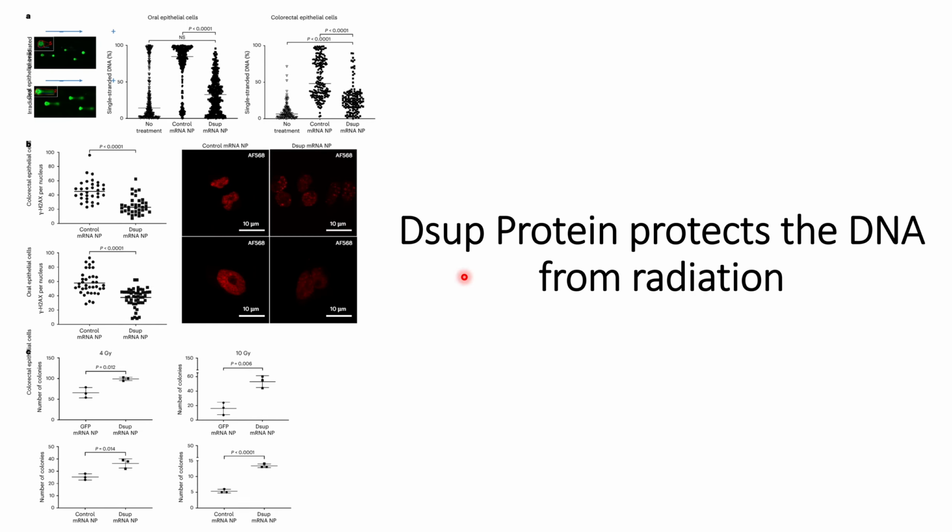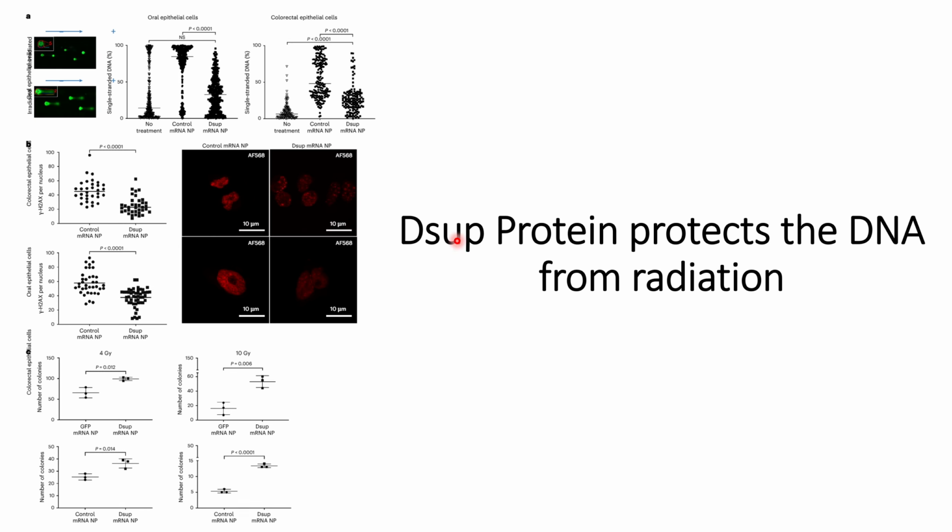In this video, we will discuss the function of these Dsup proteins, whether they are able to protect the DNA from radiation or not. In the previous couple of videos, we have understood the enhanced lipid nanoparticle or polymer lipid nanoparticle transfection method, which can transfect mRNA with more efficiency compared to the previous lipid nanoparticle methods. So they use their enhanced lipid nanoparticle methods to transfect these Dsup proteins into the cytoplasm.